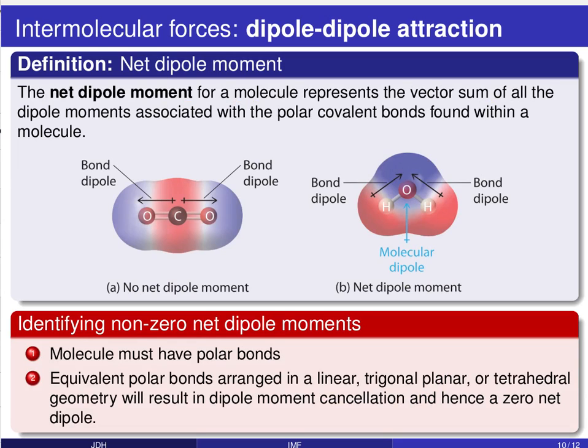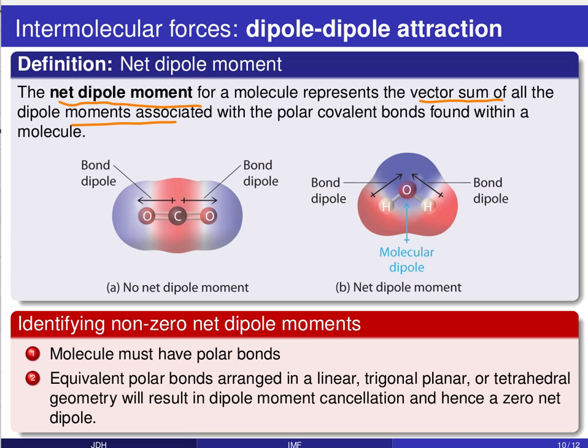So now, based on this concept of the dipole moment for a given bond, we can then talk about molecular dipole moments or net dipole moments. Simply put, the net dipole moment for a molecule represents the vector sum of all of the dipole moments associated with the polar covalent bonds.